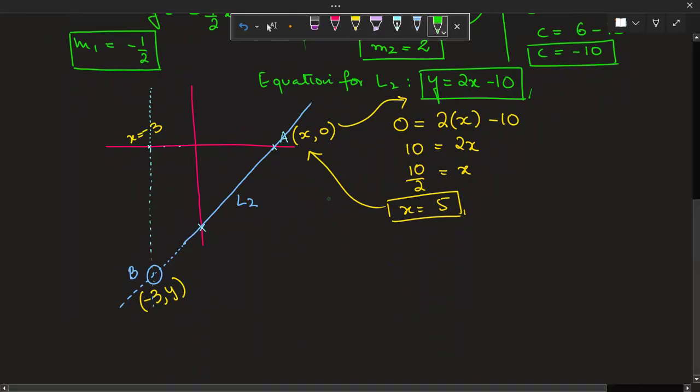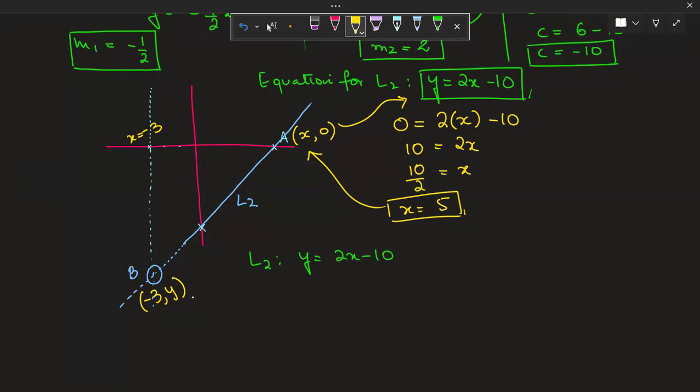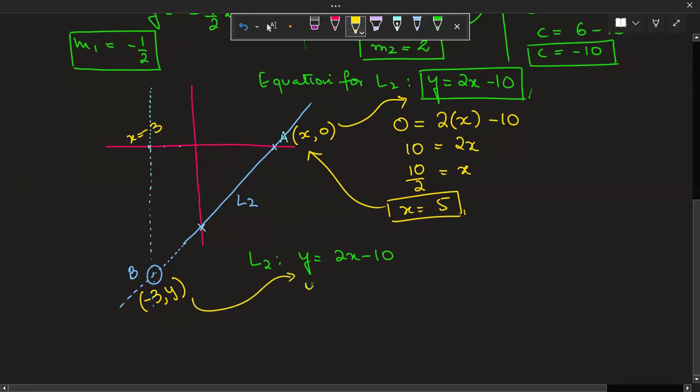So again, the equation of L2 is going to be y equals to 2x minus 10. We can substitute this value, right? So here we go, y equals to 2 times minus 3 minus 10, y equals to minus 6 minus 10, and that's going to be minus 16, right?